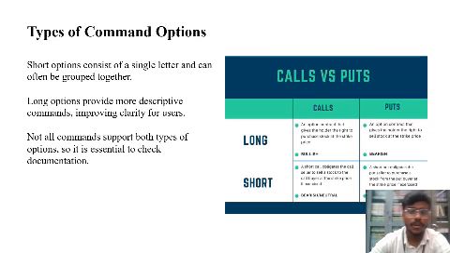Then the types of command options. Here there are two types of command options: first, short options, and second, long options. A short option consists of a single letter and can often be grouped together. Then the long option provides more descriptive commands, improving clarity for users. You can see the long here: a call is an option contract that gives the holder the right to purchase stock at the strike price. A put is an option contract that gives the holder the right to sell stock, or the stock price will increase, like that. Not all commands support both types of options, so it is essential to check documentation.